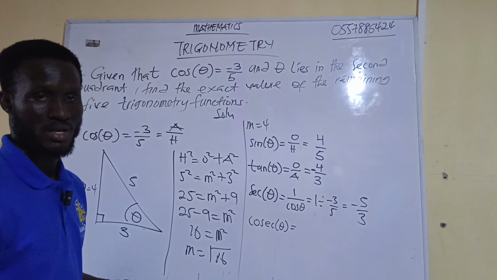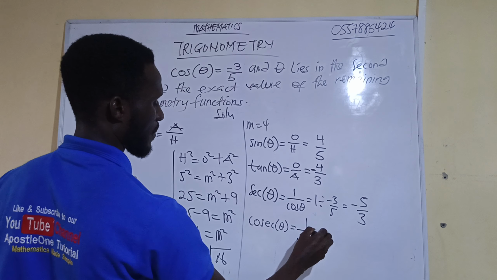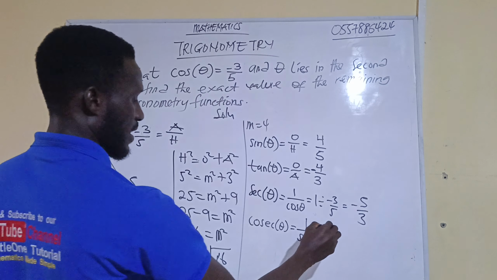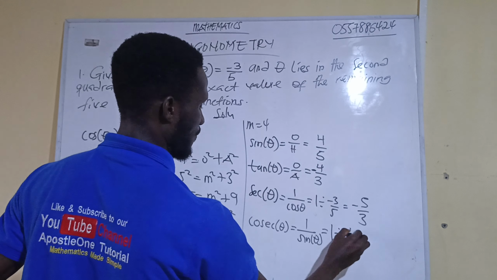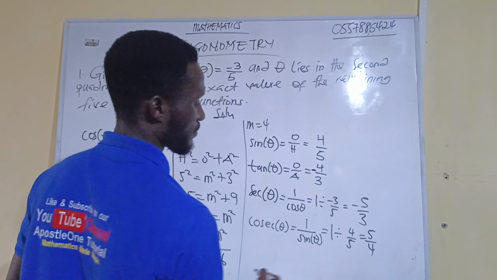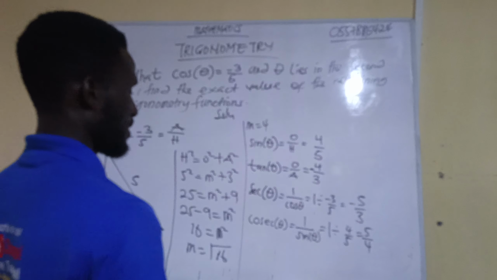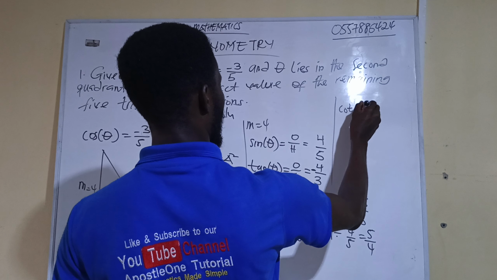Cosec theta. Now, cosec theta is 1 over sine theta. So we have 1 divided by sine theta. What is sine theta? Sine theta is 4 over 5, which will give us 5 divided by 4. The rest is calculation. Now, let's talk about cot theta.